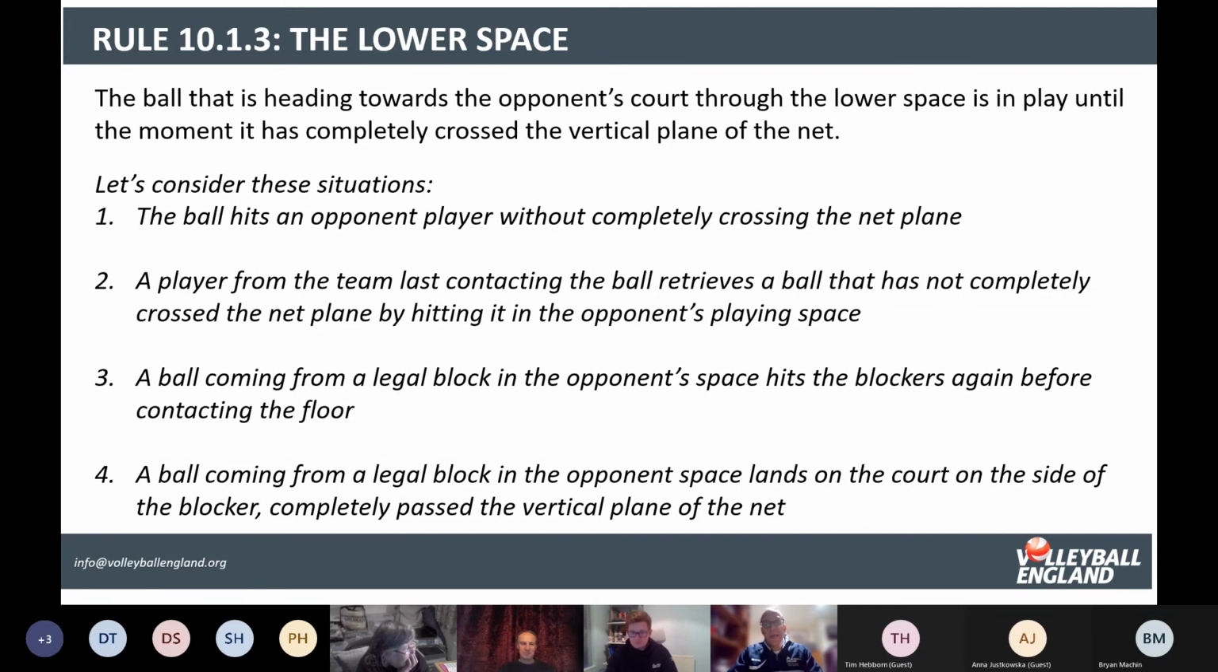Okay. So a ball coming from a legal block in the opponent's space hits the blocker again before contacting the floor. So the blocker has got over, they've contacted the ball above the net, it's gone straight down, and then it's hit them again before it's hit the floor. What do we think on that situation?